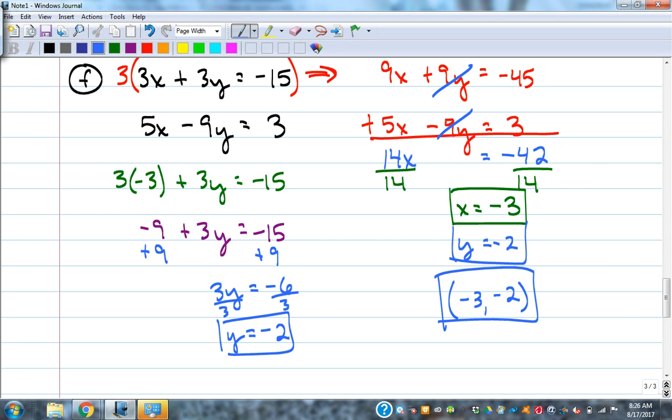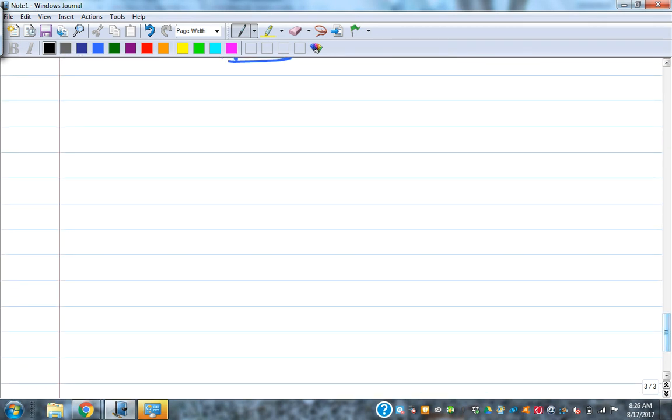All right, very good. So there we had to multiply one of them by something other than a negative 1 to get opposites happening. Let's get opposites happening and do elimination for this one. 8x plus 9y equals 15. 5x minus 2y equals 17. Not quite the easy thing like example E and F were.